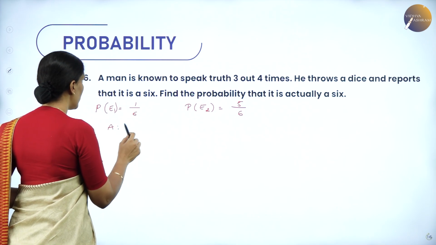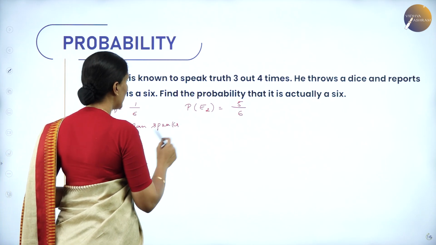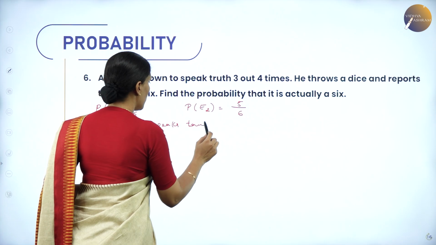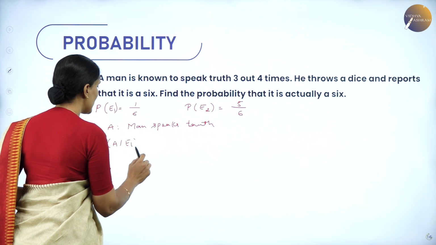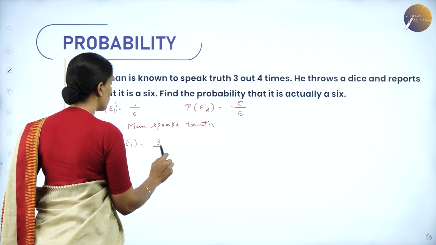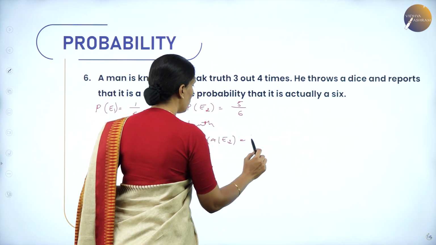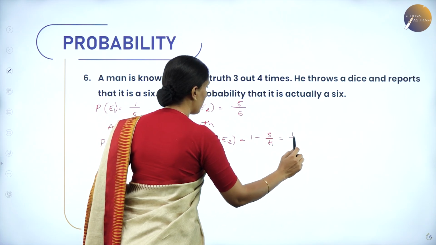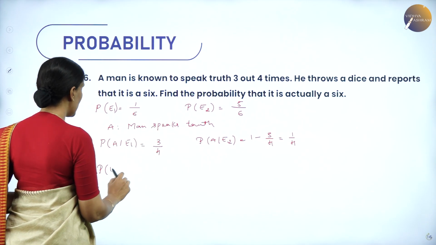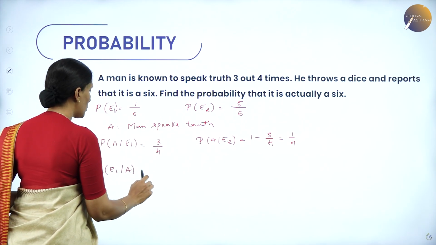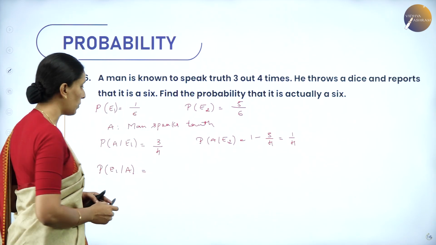Again, let A denote that man speaks truth. That means he reports that 6 occurred. So the probability that man speaks truth when it is actually 6, they have given 3 out of 4 times. So obviously the complement of that will be equal to 1 minus 3 by 4, which is 1 by 4. Now we need to calculate the probability that it is actually 6 when man has already spoken the truth?